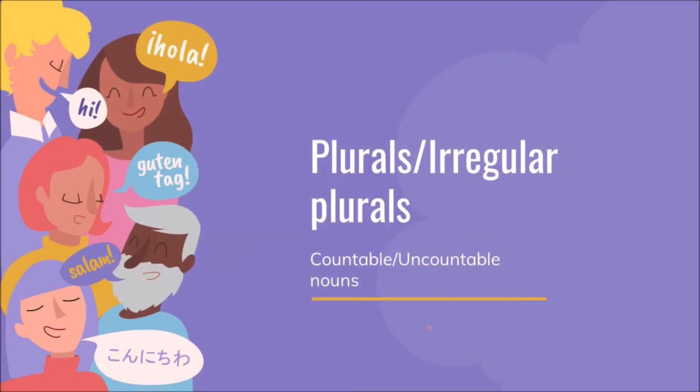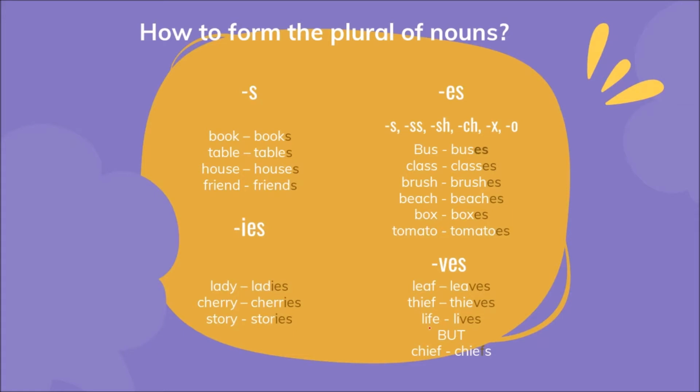As you can see, this video is going to be about the plural of the nouns, the regular and the irregular form. Also, it's going to be about countable and uncountable nouns. When it comes to forming the plural of the nouns, most of the nouns take the inflection S at the end of it, like the example here: book, books, table, tables.